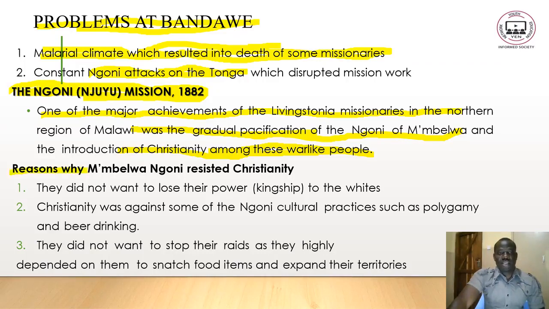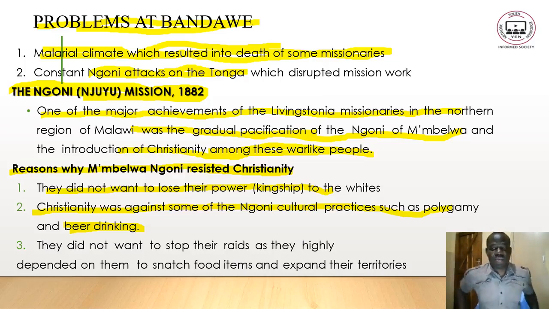So what were the reasons why Mberwa Ngoni resisted Christianity? Number one, they did not want to lose their power, that is the kingship, to the whites. So they did not want to be ruled by others, especially the whites. So they hated even Christianity. And number two, Christianity was against some Ngoni cultural practices, such as polygamy or beer drinking. So beer drinking and polygamy were the order of the Ngoni. So the real Ngoni must drink beer.